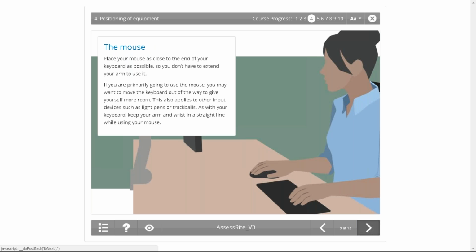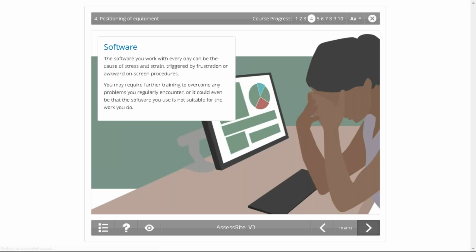Place your mouse as close to the end of your keyboard as possible so you don't have to extend your arm to use it. If you're primarily going to use the mouse, you may want to move the keyboard out of the way to give yourself more room. This also applies to other input devices, such as light pens or trackballs. As with your keyboard, keep your arm and wrist in a straight line while using your mouse.